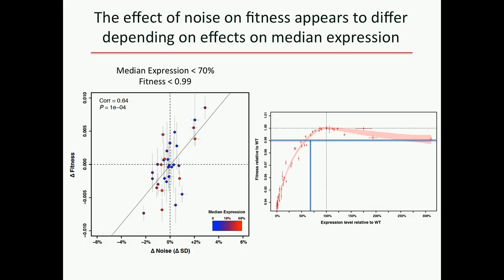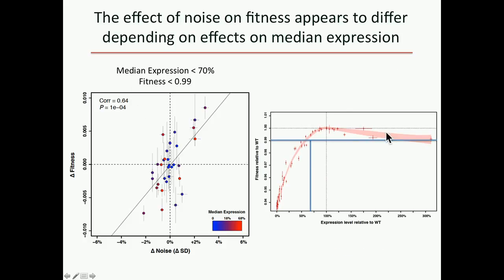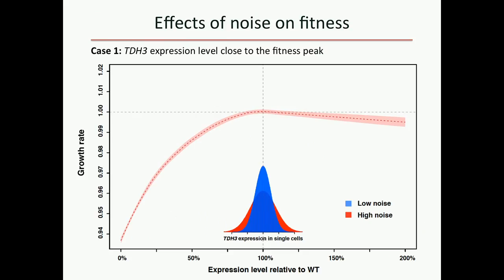Okay? If we look, however, at, let me back up for just a second. If we look at these points, which have higher fitness, but again cover a wide range of expression levels, we see actually the statistically significant opposite direction of correlation. Okay. So what we think is going on here is that if you have a genotype that produces mean expression level that's close to optimal, noise is bad.